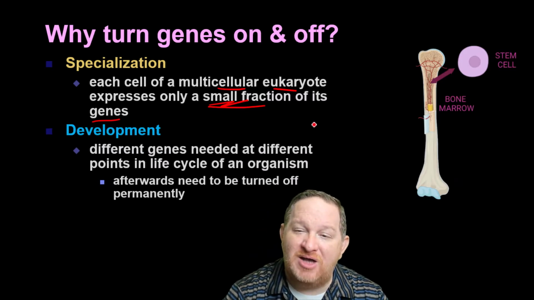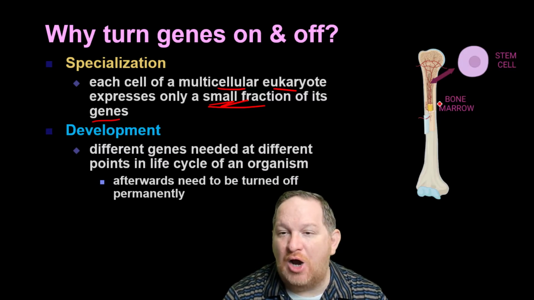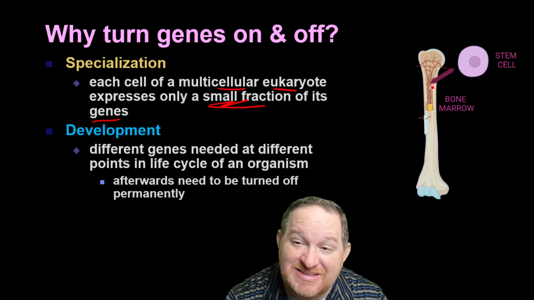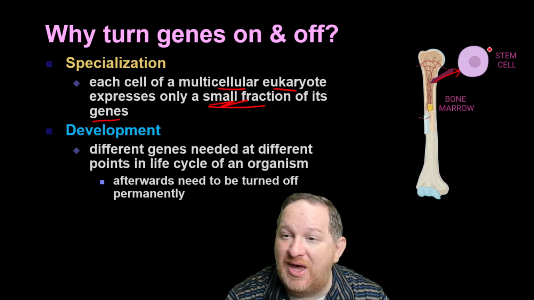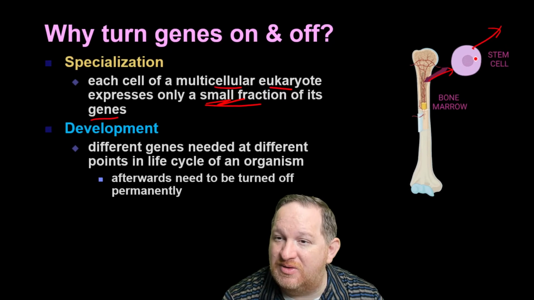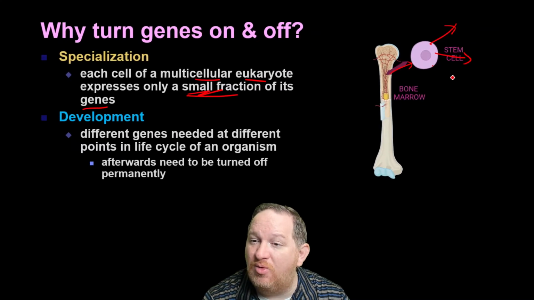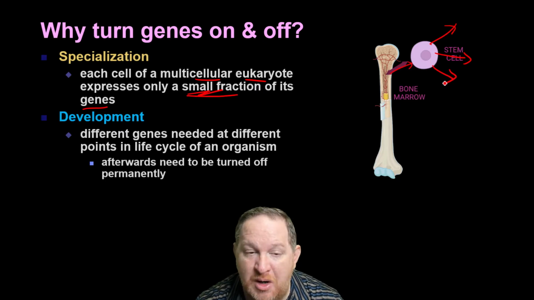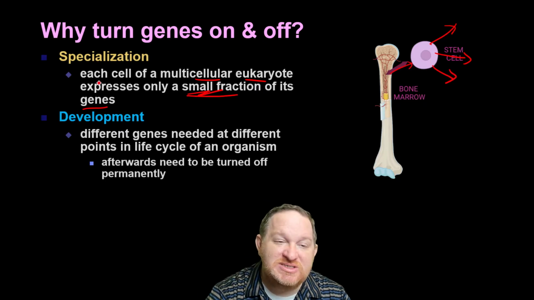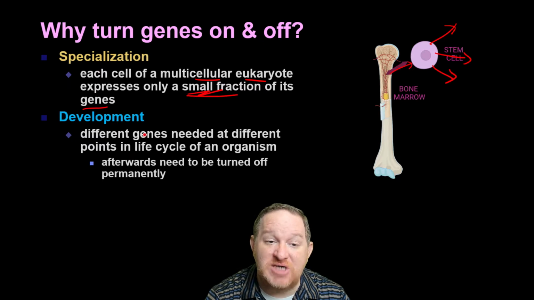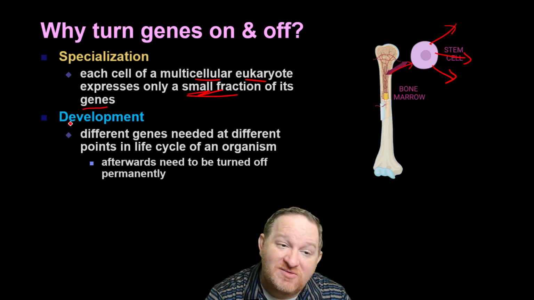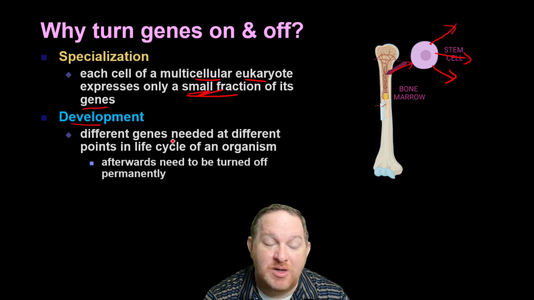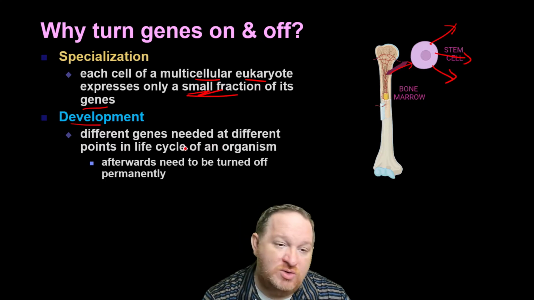So if you think about development, in our bone marrow, we have these stem cells. Because they're stem, the base, the root, they will then differentiate and develop into many different types of cells, right? So specialization, development, we need to turn genes on and off. If you think about development, as I mentioned at the very beginning, you needed to grow an arm at one point, you don't need to do it anymore.